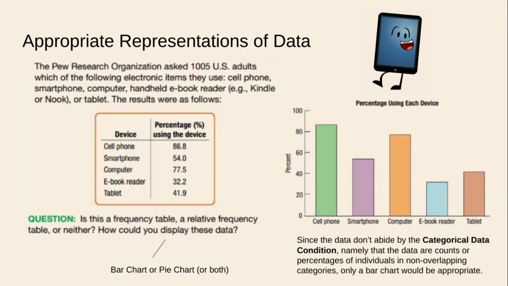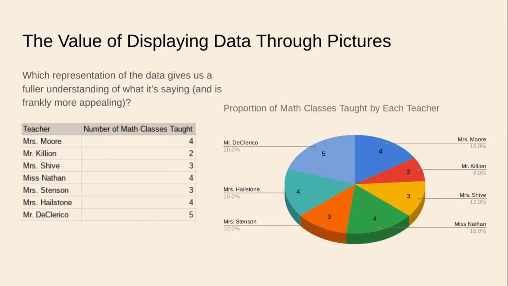Since the data don't abide by the categorical data condition, namely that the data counts are percentages of individuals in non-overlapping categories, only a bar chart would be appropriate. All right. Let's talk about the value of displaying data through pictures and, for some, the value of using pictures to distort what data are saying, okay? Which representation of the data gives us a fuller understanding of what it's saying and is frankly more appealing?